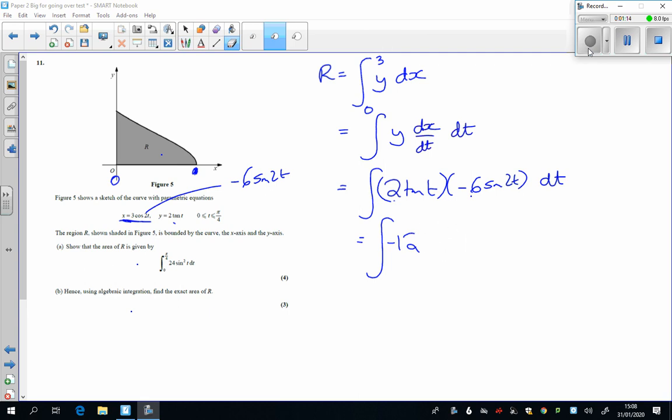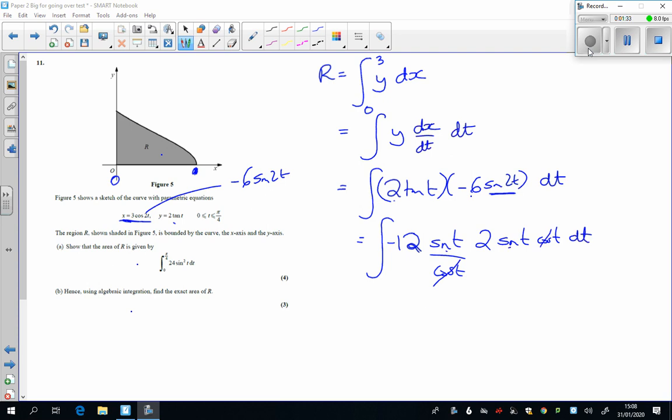I'm not going to write tan t. I'm going to write sine t divided by cos t. And I also need to know the formula for sine 2t, which we should remember is 2 sine t cos t dt there. So the coses are cancelling. I've got sine times sine is sine squared. And then I've got minus 24 here. There's the integral we're trying to do.